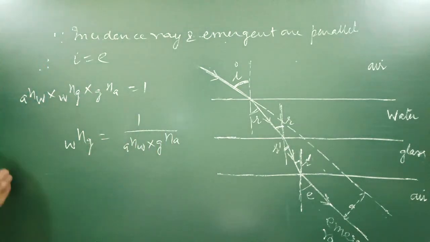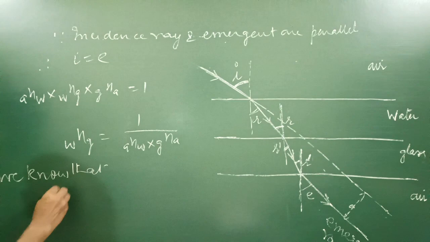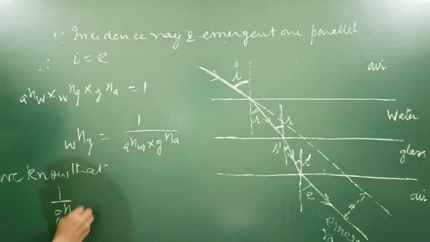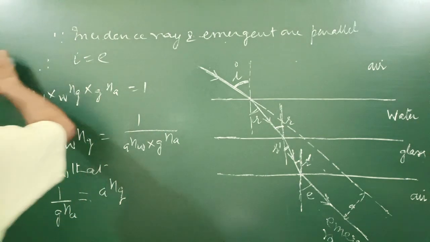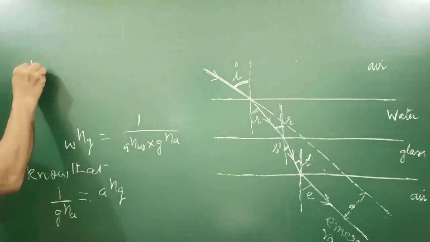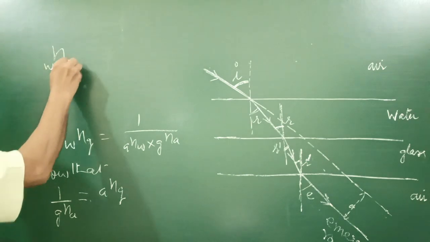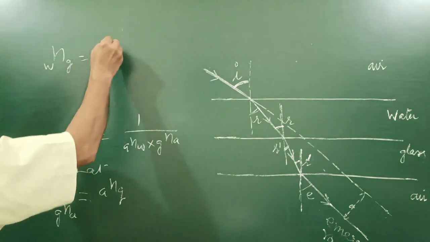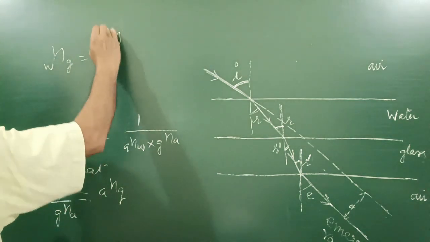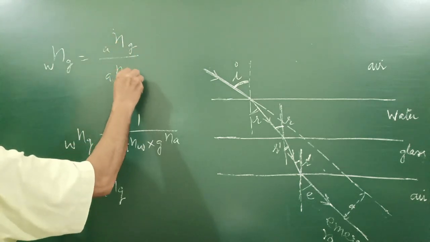But we know that 1 upon gμa is equal to aμg. Therefore wμg is equal to aμg upon aμw.